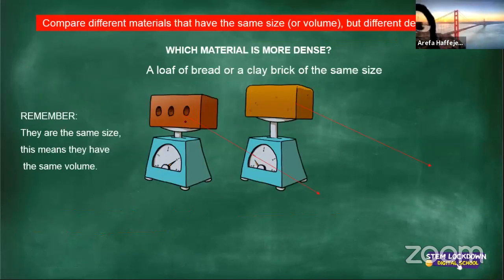So we're going to compare, and you're going to answer this question because I have explained it in the previous slide. You're going to compare the materials that have the same size but different density. Which material is more dense, the loaf of bread or the clay brick? The loaf of bread is on this side, and then we have the brick. Now, they're the same size, and remember before you give me your answer, they have the same volume.